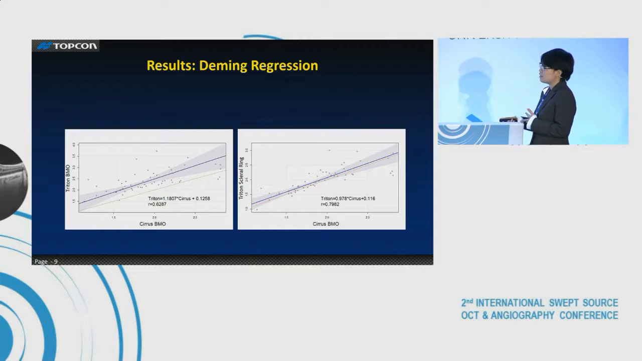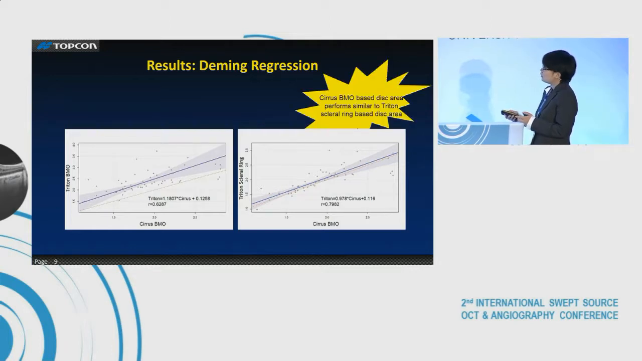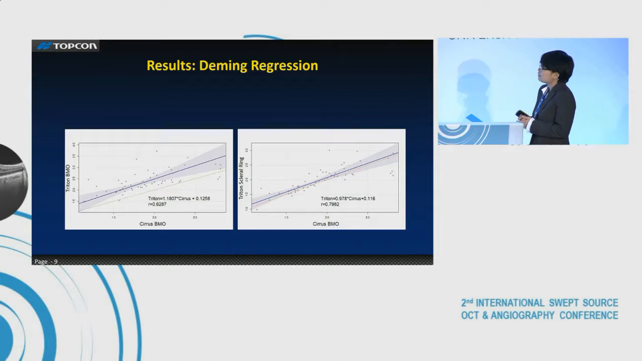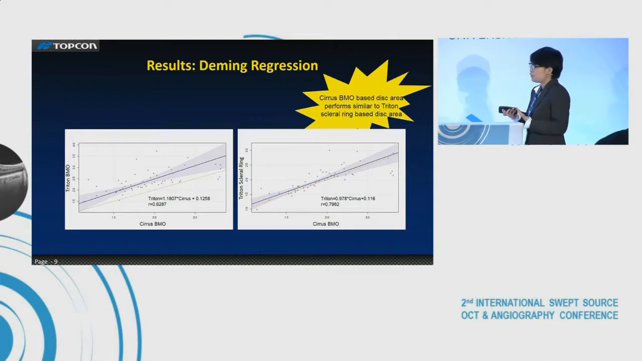Here's the Deming regression. On the left, there is the agreement between Cirrus BMO and Triton BMO. And on the right, it's the agreement between Cirrus BMO and Triton scleral ring. And the red dotted line is the identity line. The slope for the left is 1.18, and the slope for the right is 0.98. So this result reveals that the Cirrus BMO has a better agreement with Triton scleral ring.